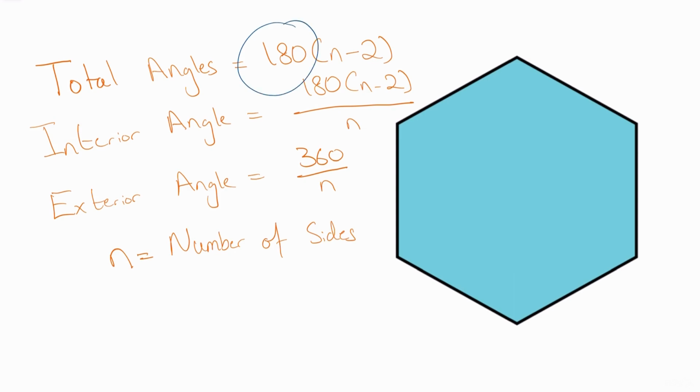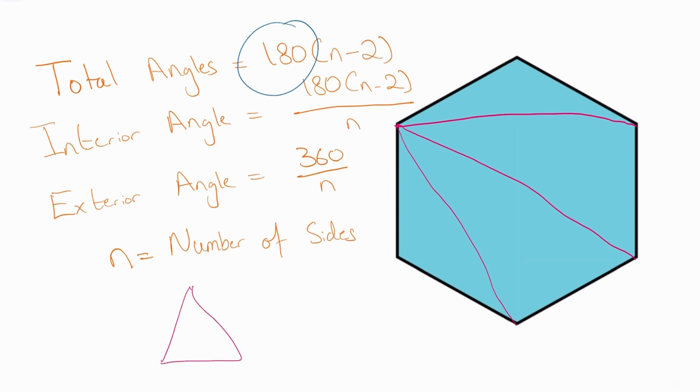So we have a hexagon on the right side. If you draw a line from one corner of the hexagon to all the other corners, you will start forming these triangles. And we know within a triangle there is 180 degrees, and that's where the 180 comes from.